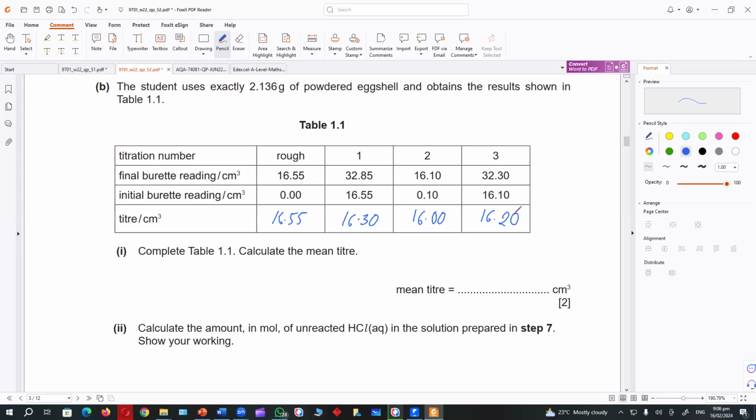So what should we take to calculate the mean titre? We should take the second and the fourth. Second and the fourth, you mean 16.30 and 16.20. Yeah. Now take the average. It will be 16.25.